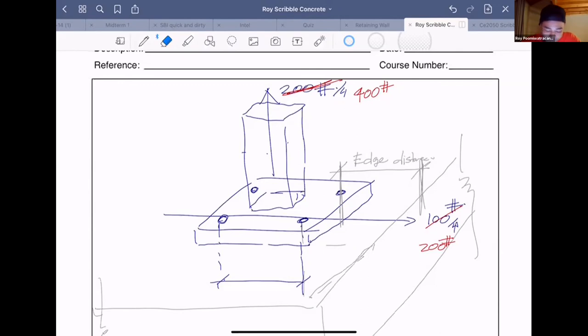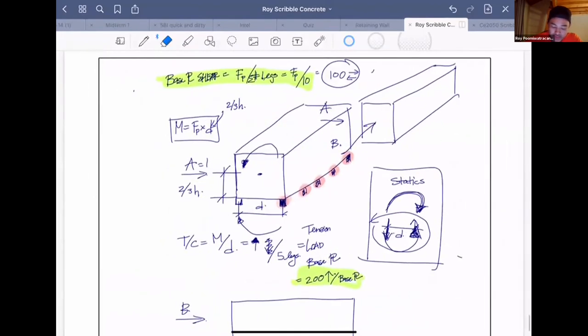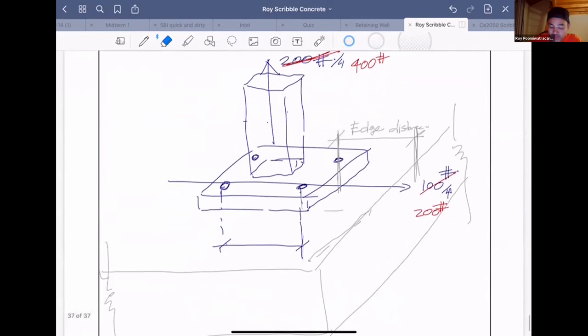So, in summary, you get your F_p force, you find out your T couple, you find out what the tension is, you divide it by the total number of legs, and then you'll find what it is per base plate. And it's pretty normal for you to take the base plate and look at it that way.